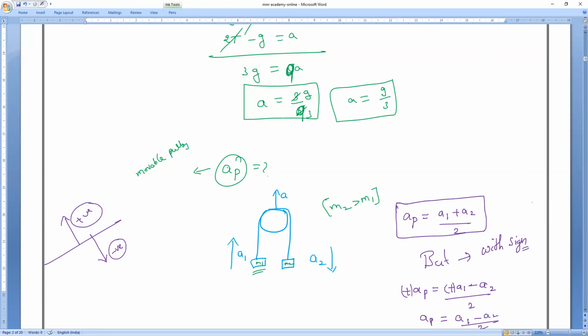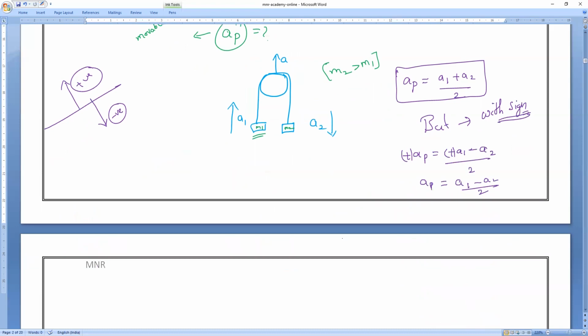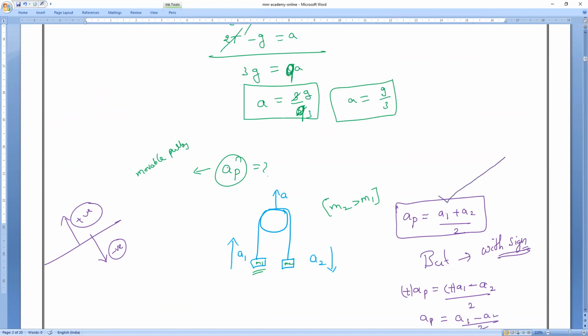Hope you all understand, with the sign you must take. Suppose the pulley is going downwards, acceleration is downwards, then AP is negative. That you should understand. So what is the acceleration of a mobile pulley? A1 plus A2 by 2. But you have to remember, with the sign, you need to multiply. If it is going above from the surface, you can take it as positive. Towards the surface, anything below the horizon, we will take it as negative.